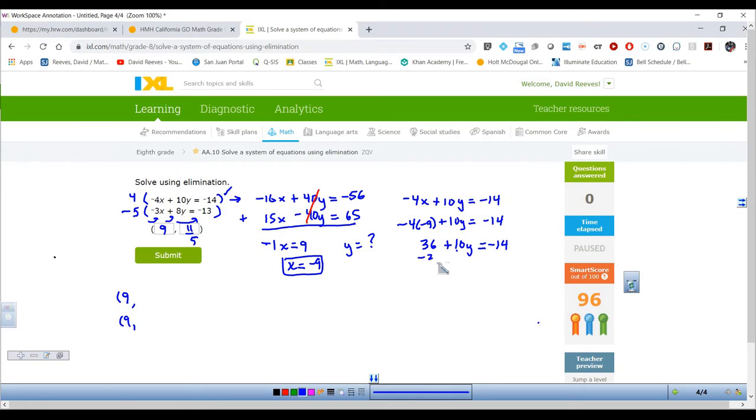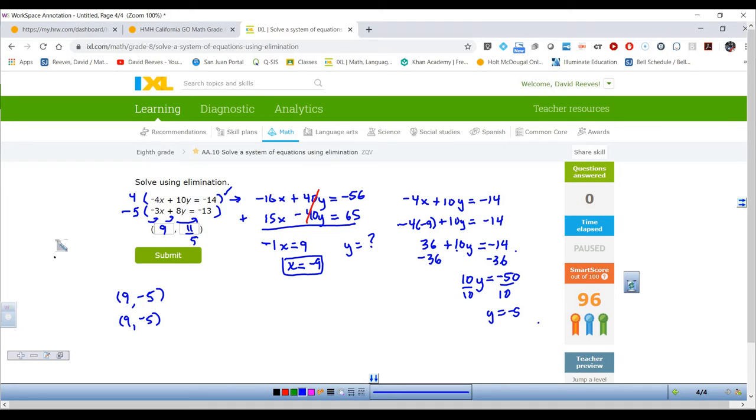All right, then I'm going to subtract 36 from both sides and I get 10y equals negative 14. Actually, when I add a negative 14 plus a negative 36, I get negative 50, right? Okay, and I'm liking this a little better because I get y is negative 5. So I'm a little more confident in my answer.